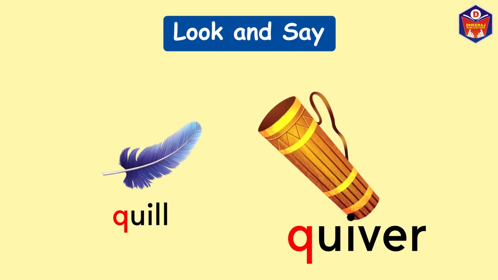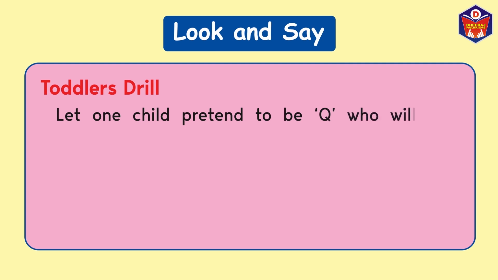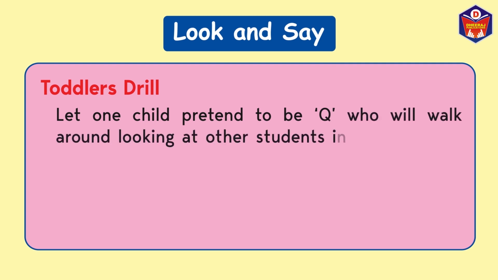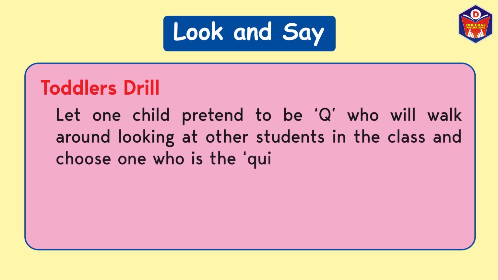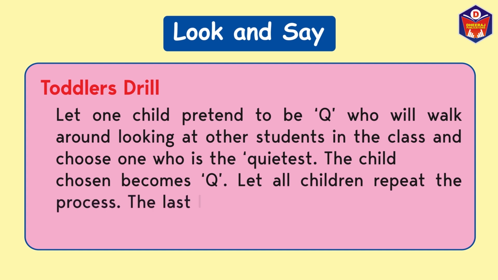R. Quiver. Toddler's drill. Let one child pretend to be Q, who will walk around looking at other students in the class and choose one who is the quietest. The child chosen becomes Q. Let all children repeat the process. The last left will cry like a quail.